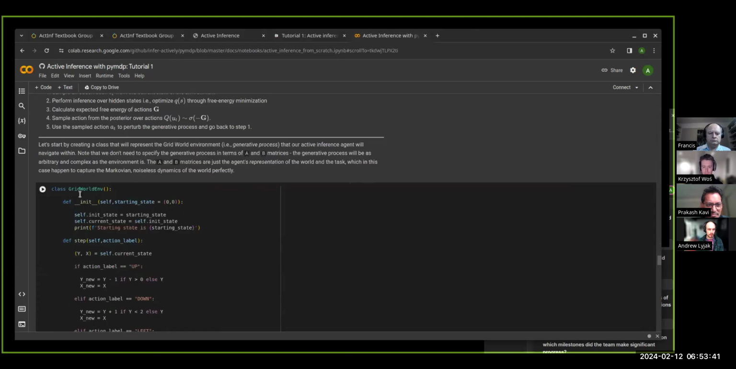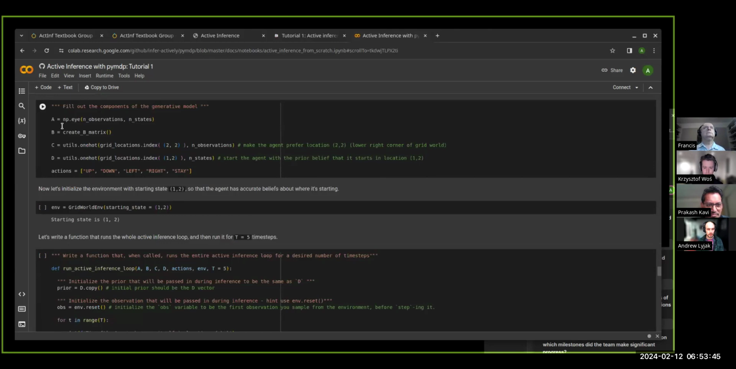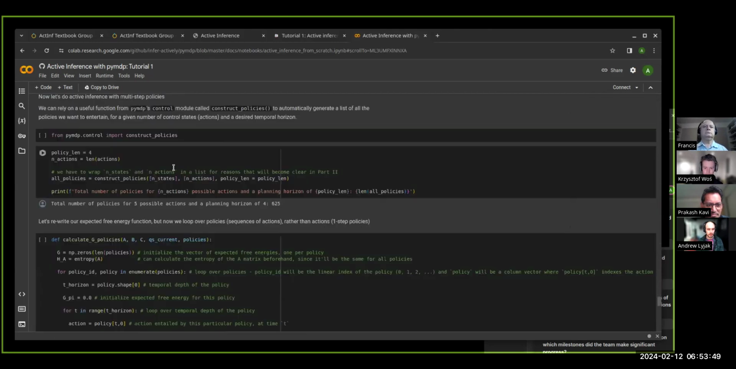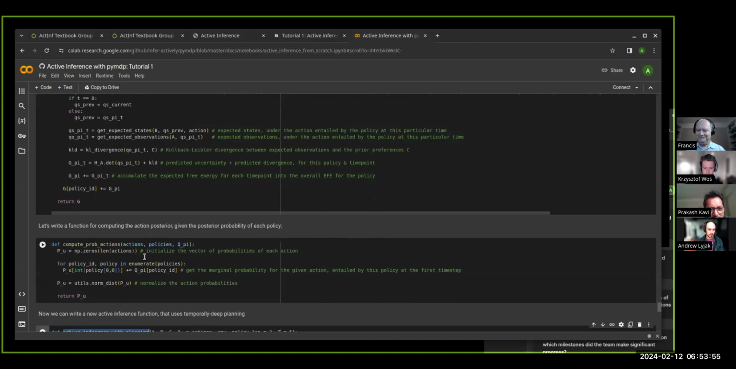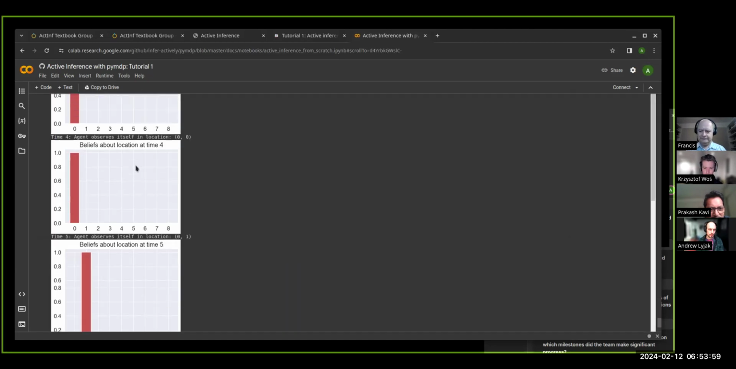And then here is the whole grid world. And then they all wrap it together. And then they just output how it happens. And then there's a few more details. And then they add planning at the end. But everything above this point is no planning. And then from this point, you start to see the planning.